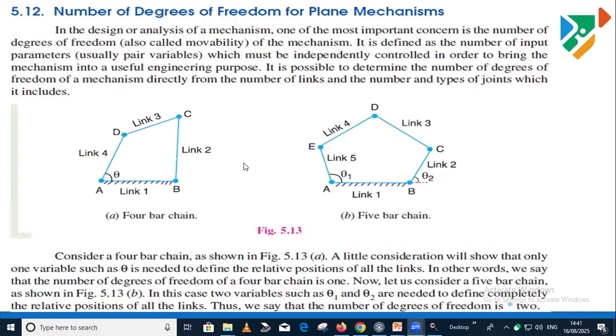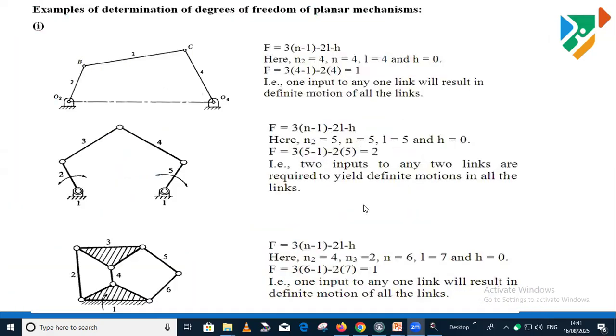So we have solved some examples related to the 4-bar chain. In case of the 4-bar chain and 5-bar chain, we come to know how many degrees of freedom are required to operate the system. In case of the 4-bar chain, number of links is 4, number of pairs is 4. In case of the 5-bar chain, number of links is 5, number of pairs is 5. Based on this, we can evaluate the degree of freedom. For the 4-bar chain, the degree of freedom is 1, and for the 5-bar chain, the degree of freedom is 2.